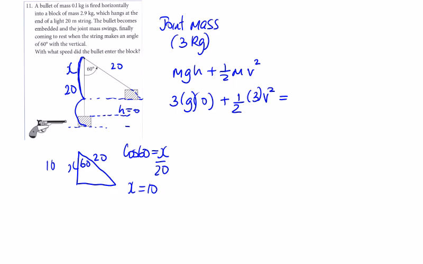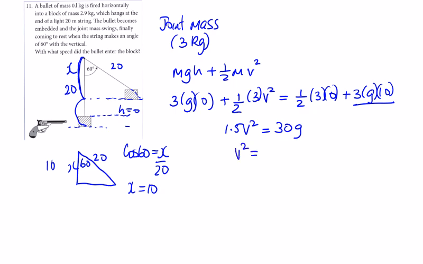So the second part of this is my half, it's going to stop. So my second speed is the half mv squared is half by 3 by 0 when it stops. And the mgh part is going to be 3 by g by 10. So what do we end up with here? We end up with 1.5 v squared is equal to 30g. Divide by 1.5 to get v squared is equal to 20g, and 20g is 196. This works out evenly. So v is equal to 14 meters per second. So that's what the speed is.